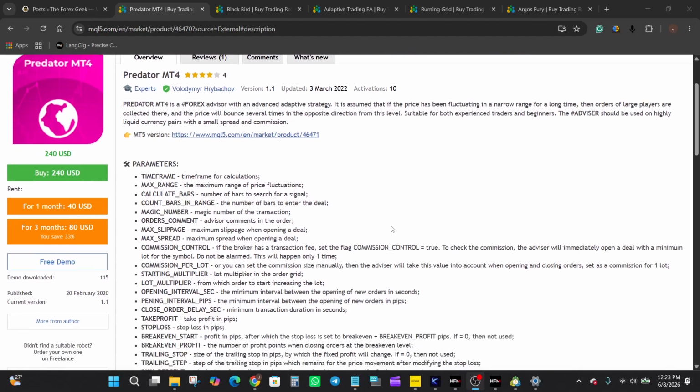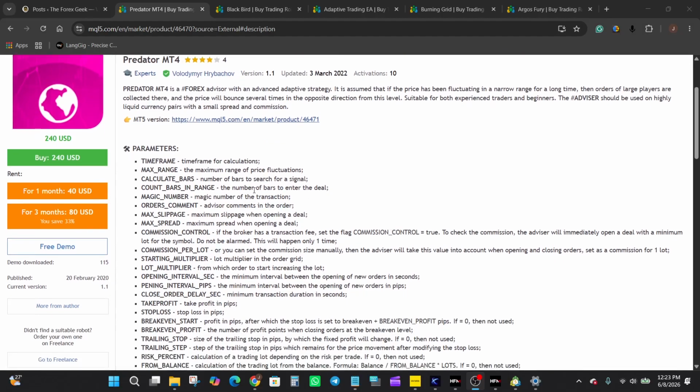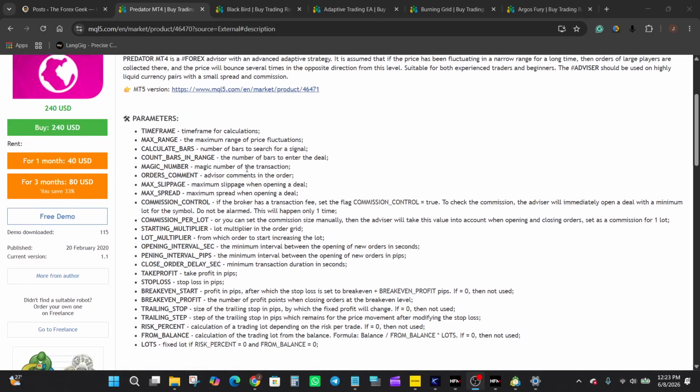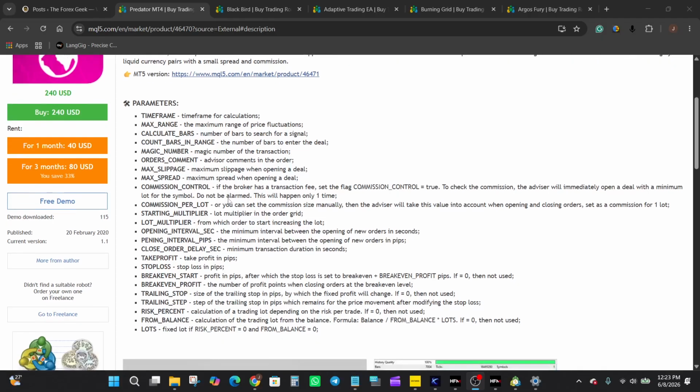Now, moving into the parameters section, there are quite a few configurable inputs. I can see options like time frame selection, range calculation settings, bar counting for signals, and trade execution controls like slippage and spread limits. There is also commission control, which is interesting because it allows the EA to factor in broker fees so execution costs are more accurately handled.